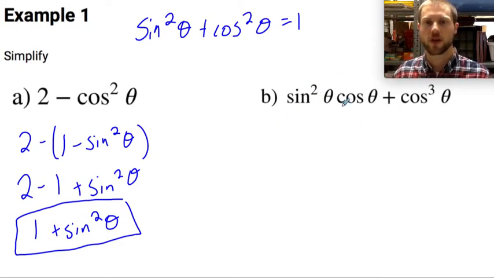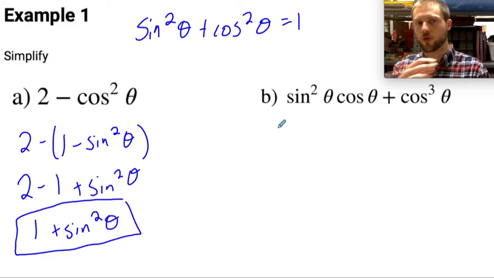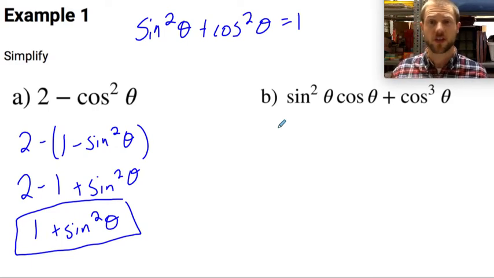I've got sine squared theta times cosine of theta plus cosine cubed of theta. Lots going on here. As it stands right now, I don't think that I want to just start popping in Pythagorean identities. Yes, I can make a replacement here, but I think that would make things more complex. And when I'm simplifying, I want to make things less complex. I want to group things together. I want to factor things if possible.